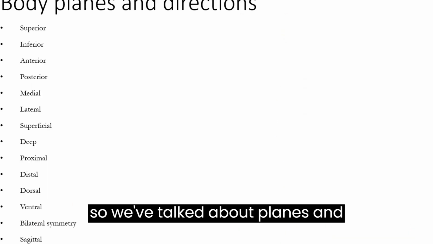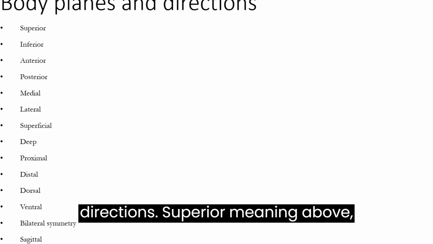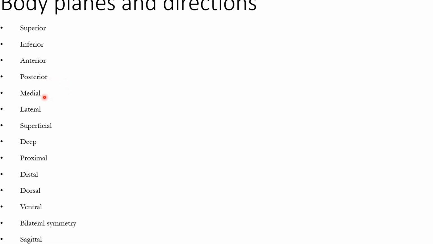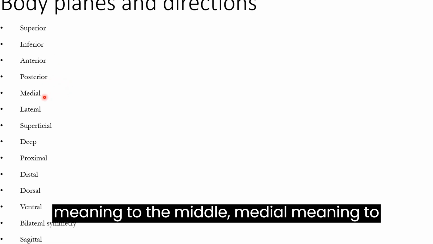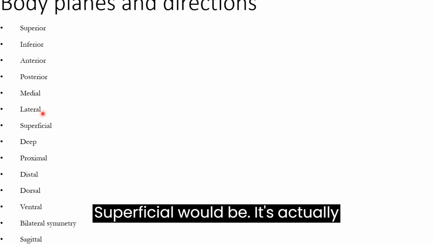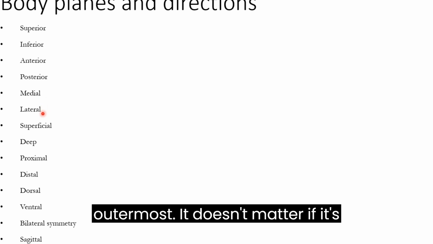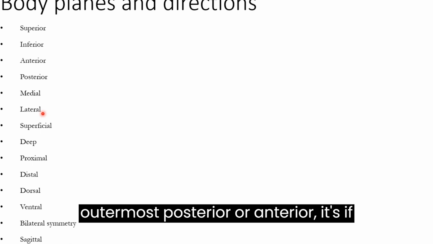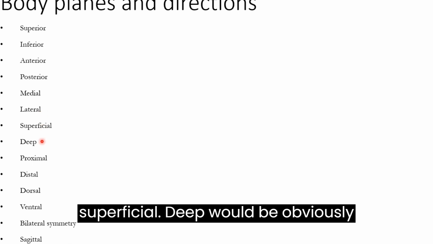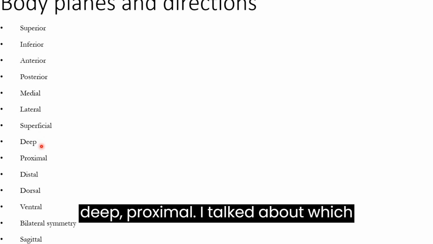Okay, so we've talked about planes and directions. Superior meaning above, inferior meaning below, anterior in front, posterior behind, medial meaning to the middle, lateral being to the sides. Superficial would be the outermost. It doesn't matter if it's outermost posterior or anterior. If it's closer to the surface, it's superficial. Deep would be obviously deep.